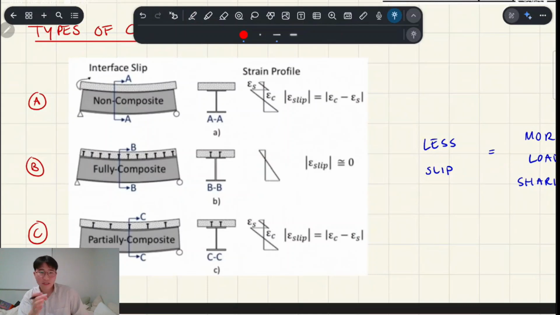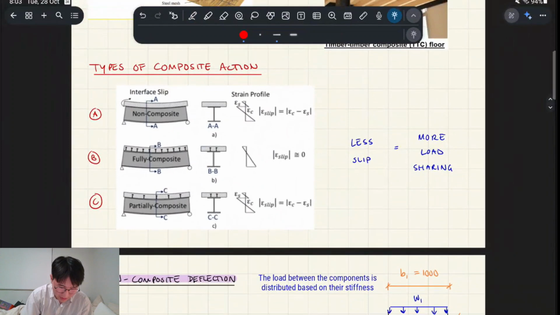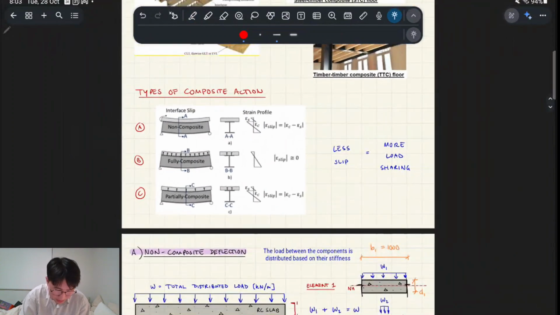Now, partially composite, which is what your assignment's going to be, is when you have staples, going back to this paper and sketch pad analogy, but infrequently, right? So to the point where there will be some slip, but they'll also behave kind of together at the same time. So that's where it gets hard, and that's what we're going to be talking about.